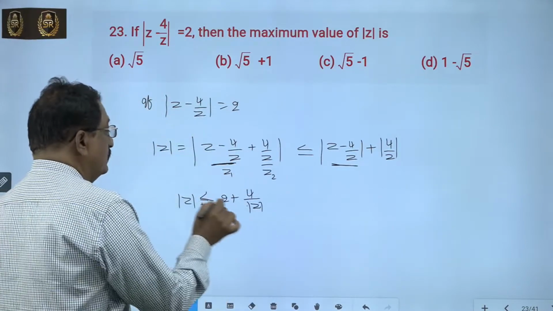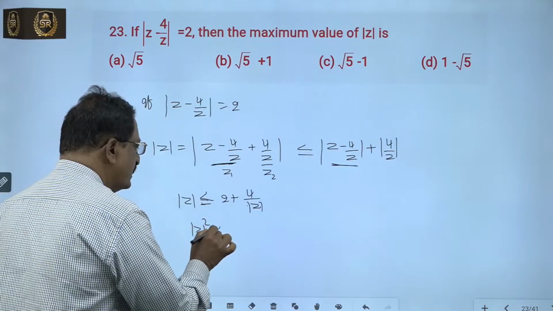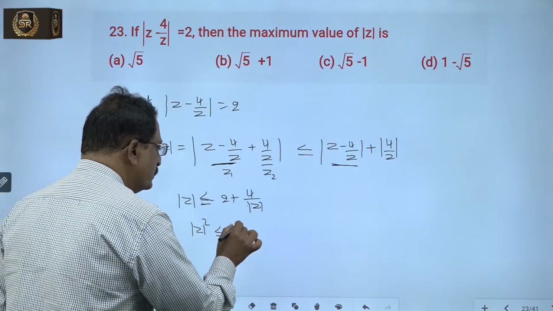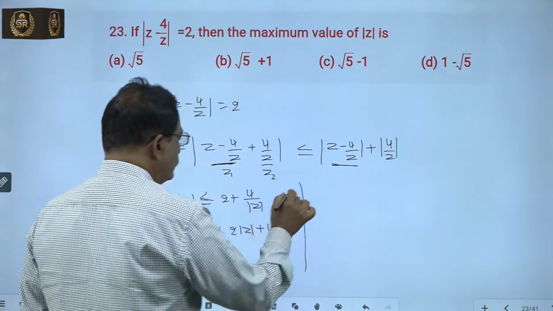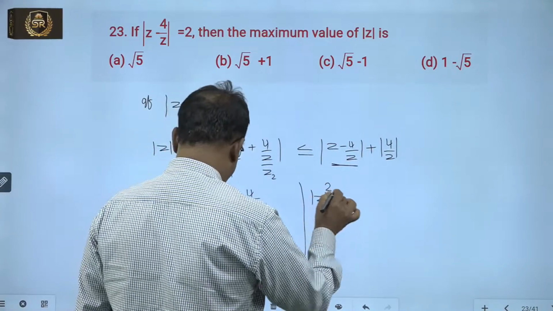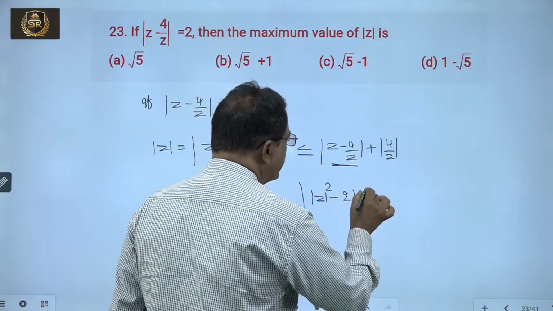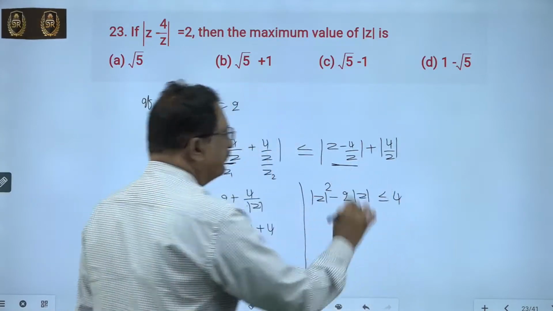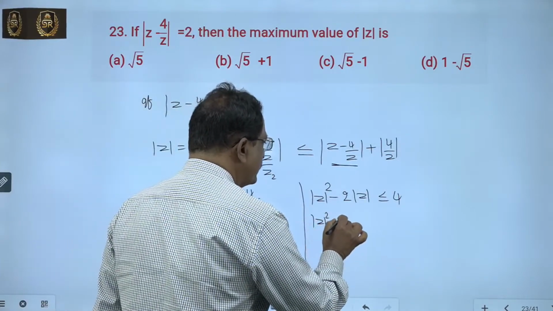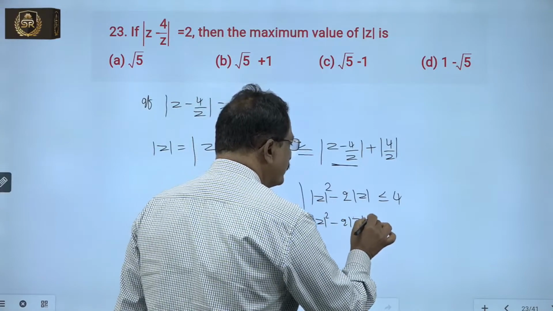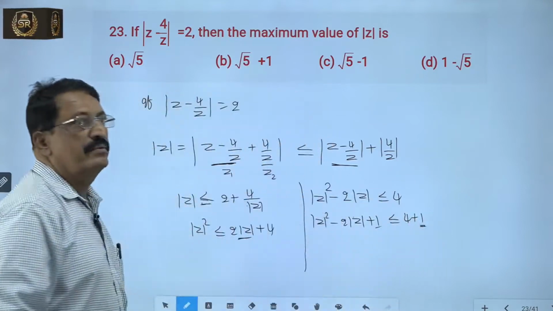Now take the LCM as |z| and cross multiply, we get |z|² is less than or equal to 2|z| + 4. Now |z|², taking this 2|z| to the left side, |z|² − 2|z| is less than or equal to 4. Add 1 on both sides: |z|² − 2|z| + 1 is less than or equal to 4 + 1.